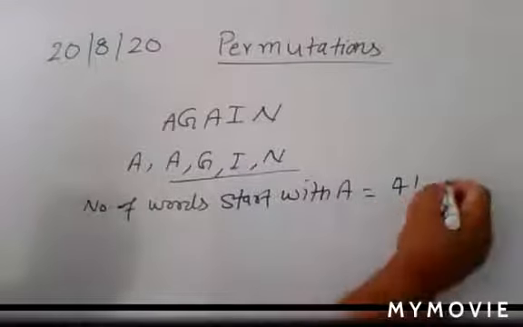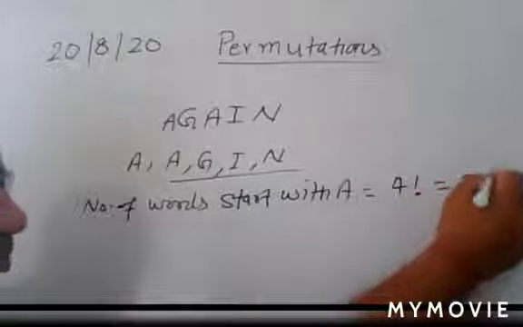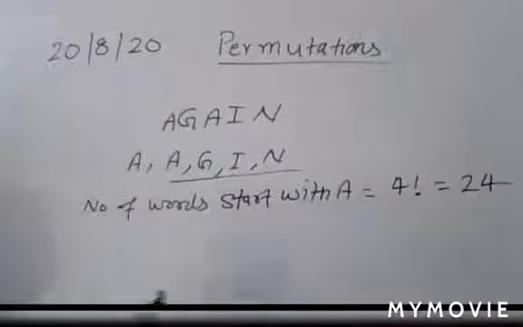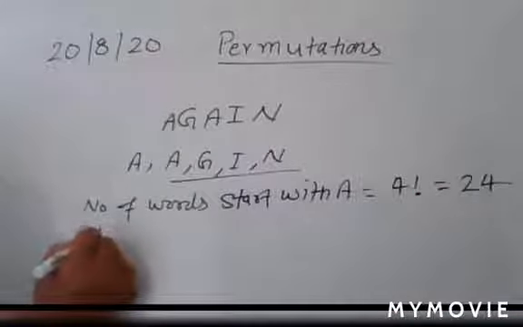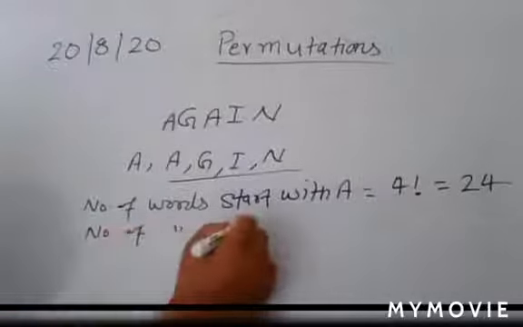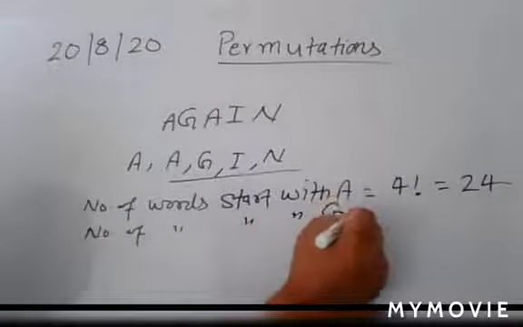So that is equal to 24. In this way, here you have 24. Now you again write the number of words that start with G.